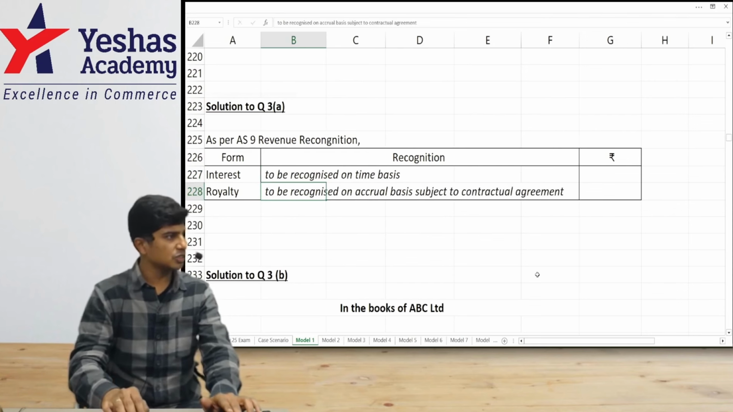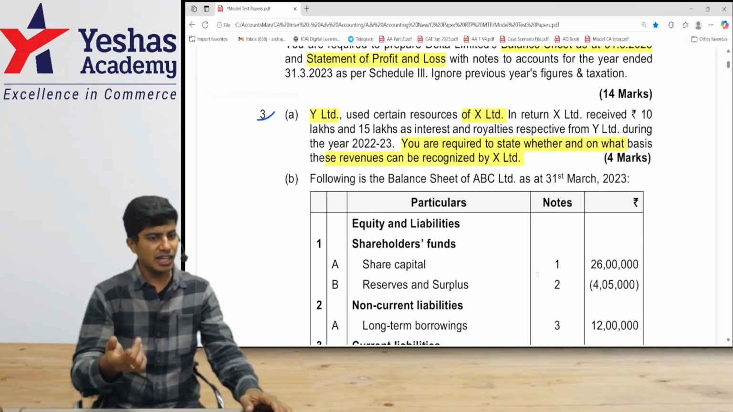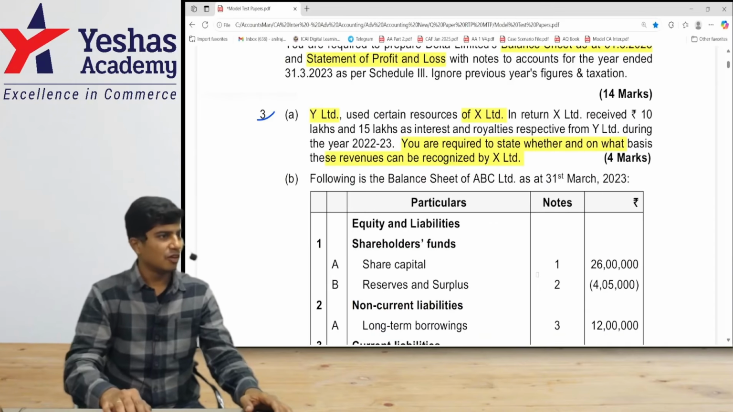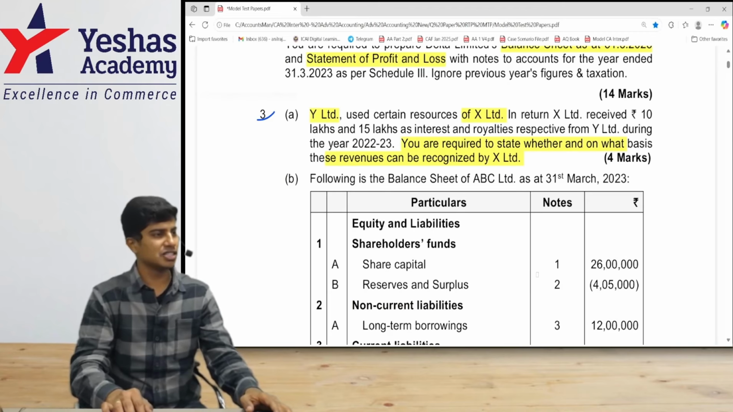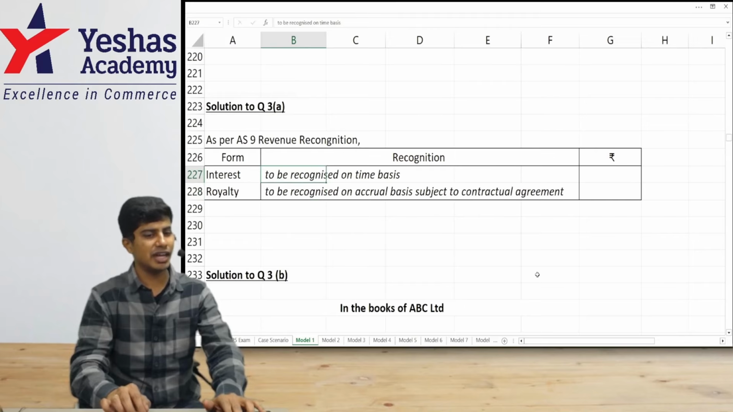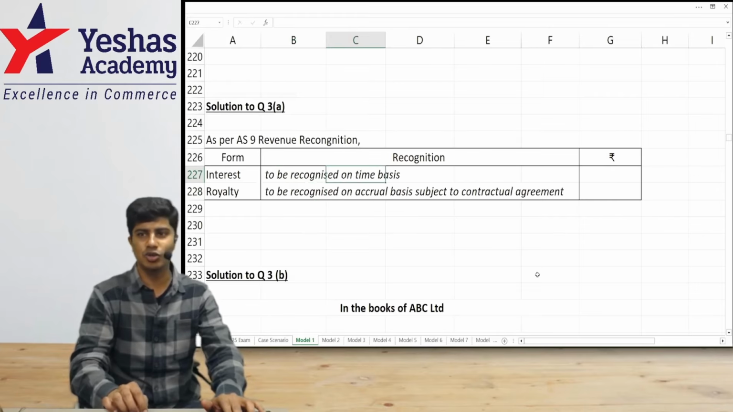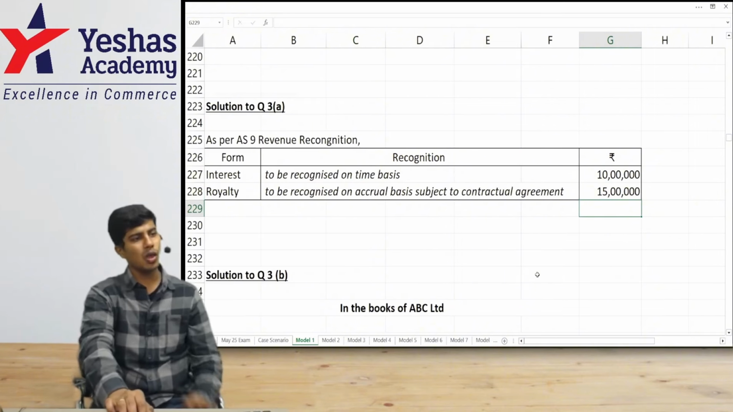Accrual basis subject to contractual agreement, you write this statement, one theory line, and then write, in the case of Y Limited, for the resources utilized from X Limited, having received interest and royalty of rupees 10 lakh and 15 lakh, it has to be recognized on time basis and accrual basis based on contractual agreement respectively. Based on that, 10 lakh and 15 lakh, together 25 lakh, is your revenue.